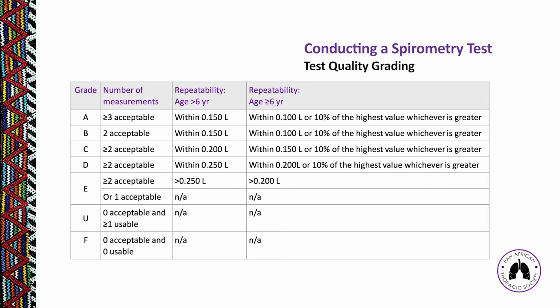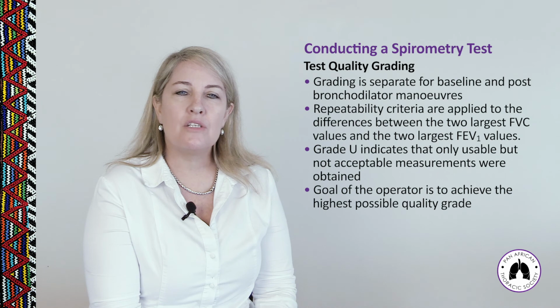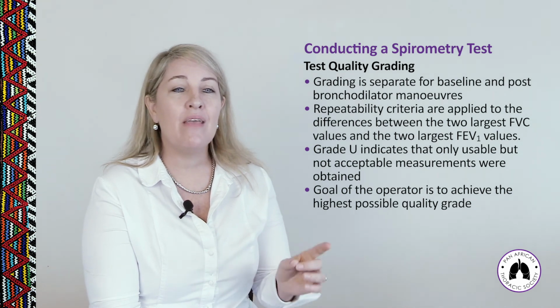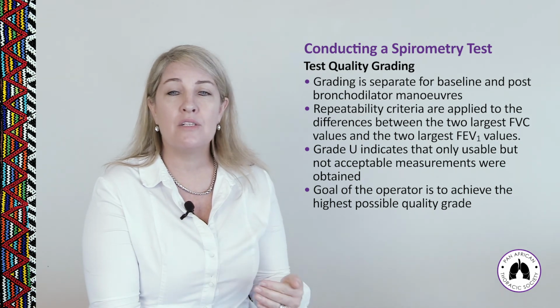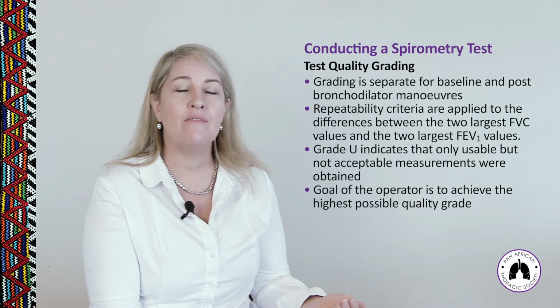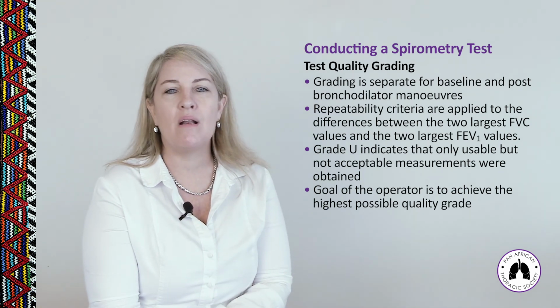In children who are 6 years old or younger, there are different criteria from children who are older than 6. When we're looking at repeatability, we're looking at the difference between the highest and the next highest FEC from acceptable blows and the highest and the next highest FEV1 from acceptable blows. The repeatability grade is determined for the baseline maneuvers and then the post-bronchodilator maneuvers separately. The repeatability criteria are applied to the differences between the 2 largest FEC values and the 2 largest FEV1 values.